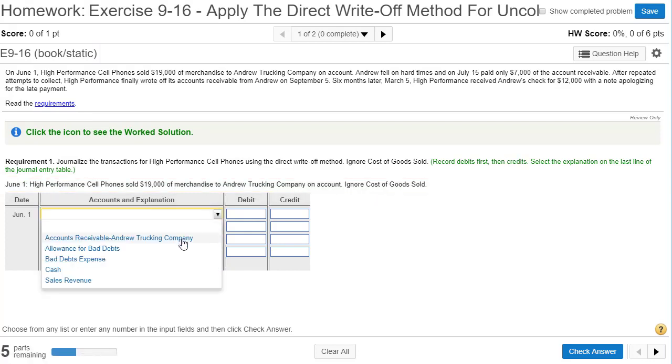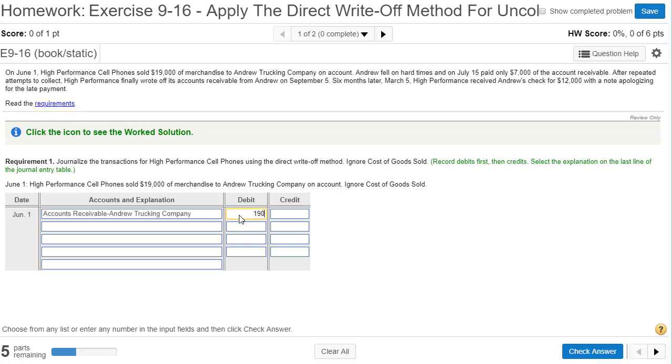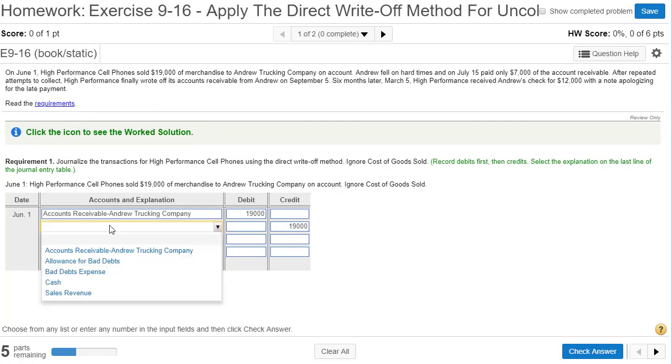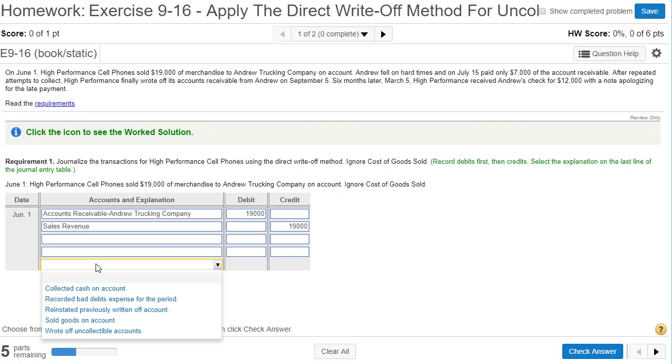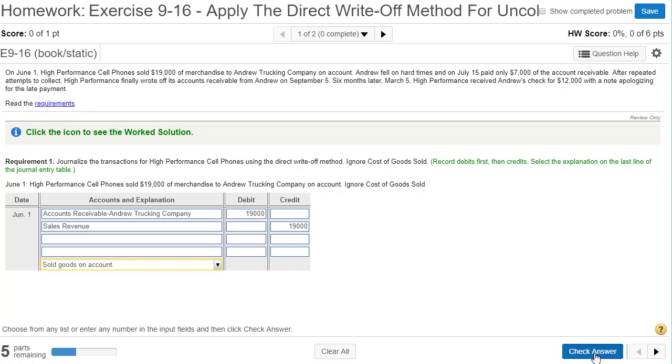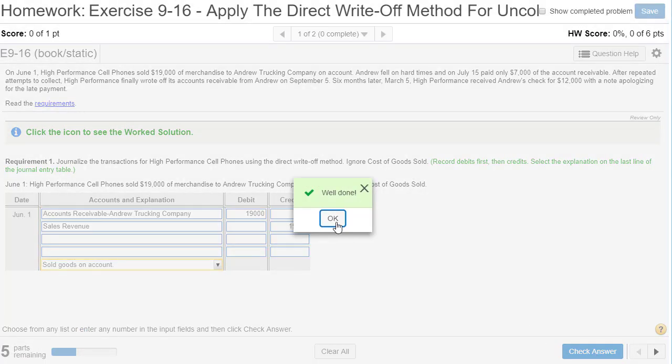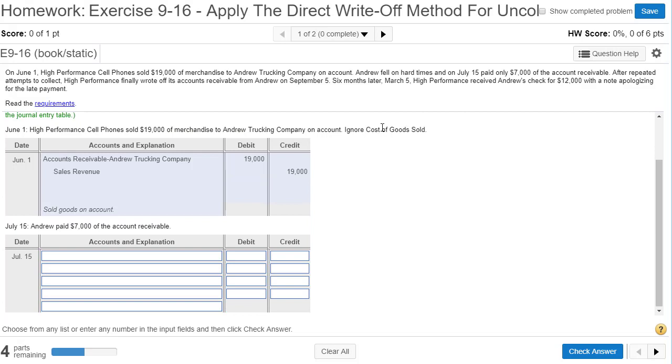So Andrew Trucking Company now owes us $19,000. And we have to record a sale. So sales revenue is increasing. And we're recording sales on account. Sold goods on account. Now, normally we would have the second transaction where you would increase cost of goods sold and then lower inventory, but the authors are leaving it out just to make things simple. So at this point, Andrew Trucking Company owes us $19,000.